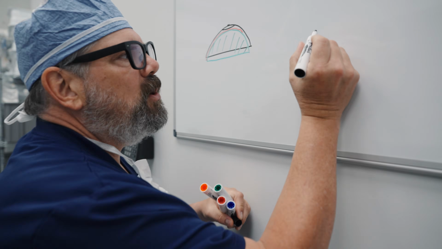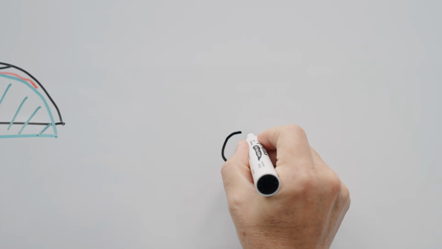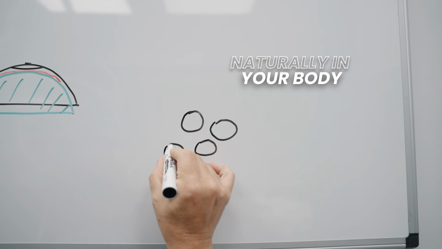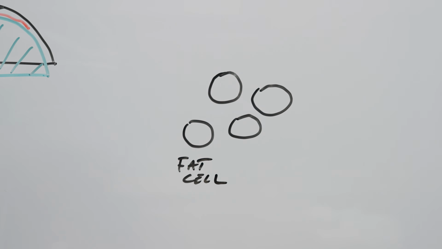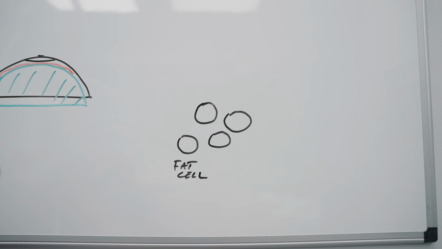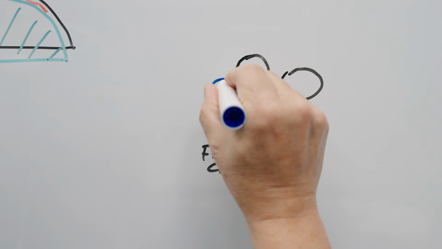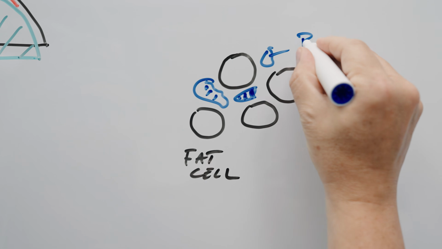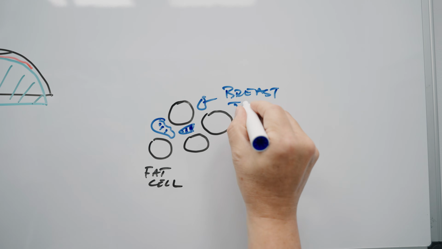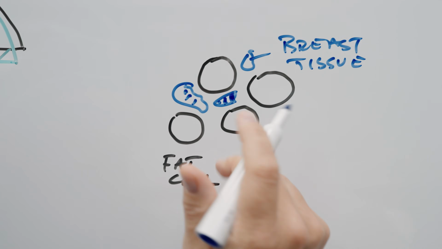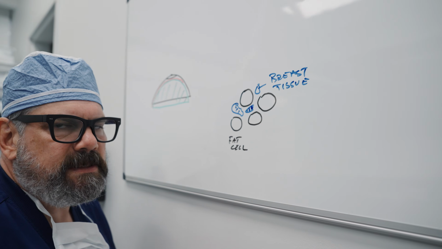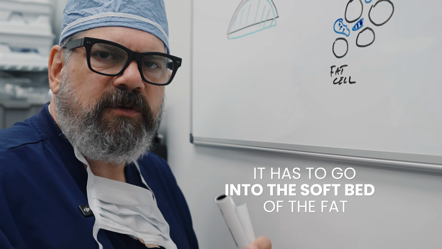If we look at, let's say that this is a fat cell. These are fat cells that are in here, and that's naturally in your body. So that's a fat cell. And then remember, with breast, it's a combination of breast tissue along with interdigitating fat. So this is actually breast tissue, and this is actually quite firm, the breast tissue. So you couldn't take a cannula and inject it into the breast tissue. It has to go into the soft bed of the fat.